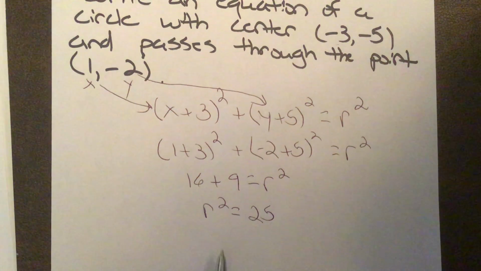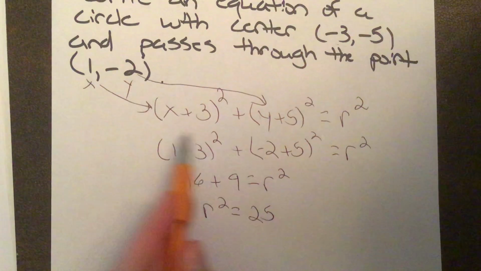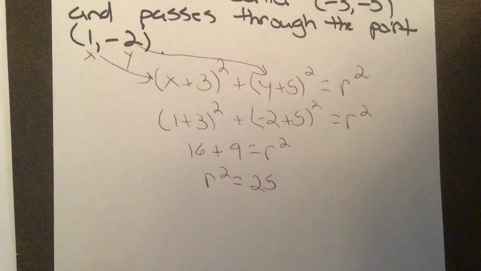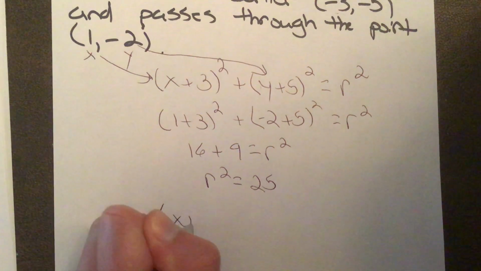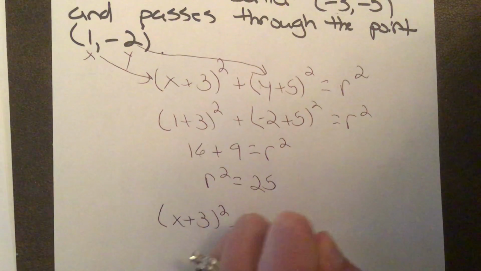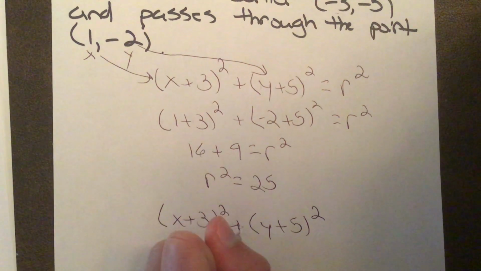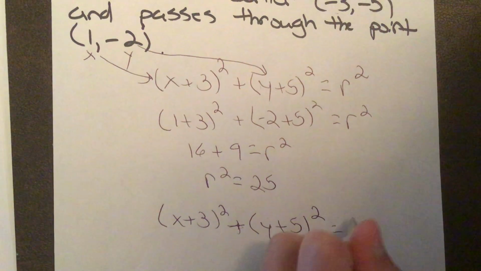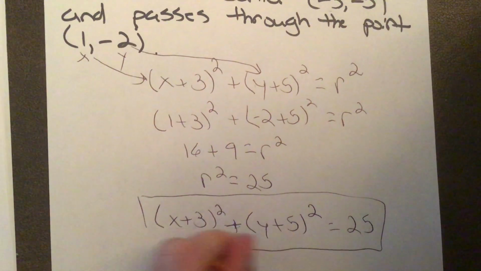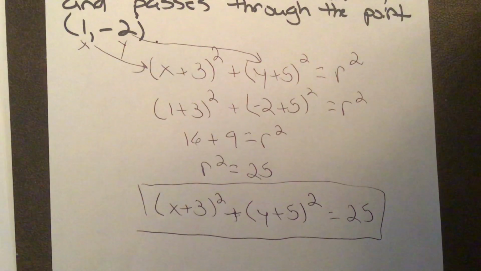So then our equation, we're just going to go back up to here where we had this and we just didn't know the r, and just plug in the r. So my equation would be x plus 3 squared plus y plus 5 squared, which we already knew from the center. So that's a plus. And then now we know it's going to equal 25. And that would be our equation. So it is also possible, if you have the center and a point, to also write an equation.